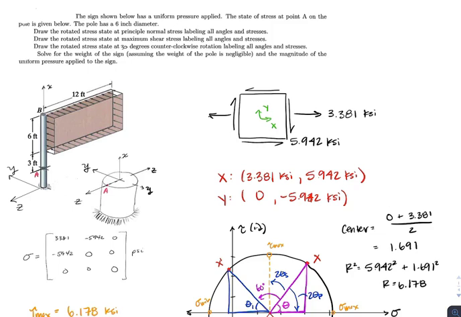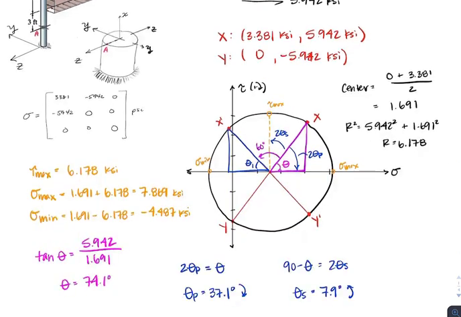We know that the pole has a 6-inch diameter, and then we know the stress state at point A, so that'll make it a little bit easier. So the thing we're going to have to do is figure out what internal forces are acting at that section cut that's shown below the sign. And so I'm just going to redraw that down here.